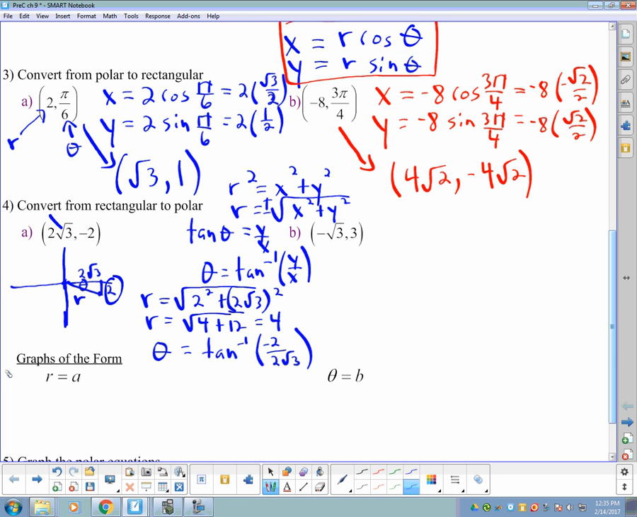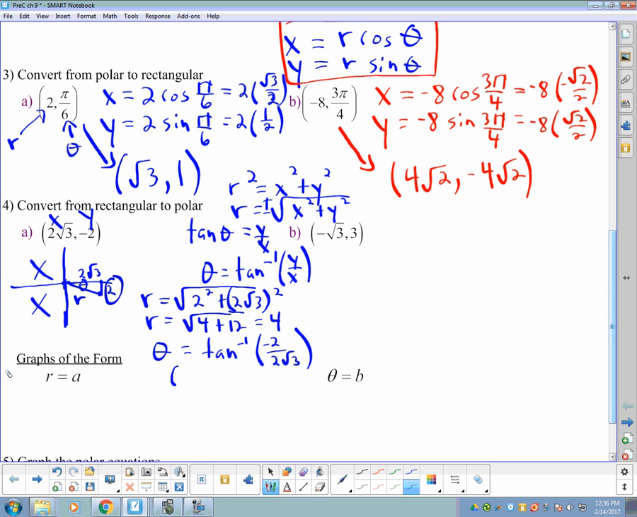Here's x, here's y. Now, when I get the functional value of inverse tangent of negative 2 over 2 root 3, my calculator is going to give me a negative angle. Because if you recall, the range of inverse tangent as a functional output is between negative pi over 2 and pi over 2. So it's going to give me one of these two. So what angle does your calculator give you?